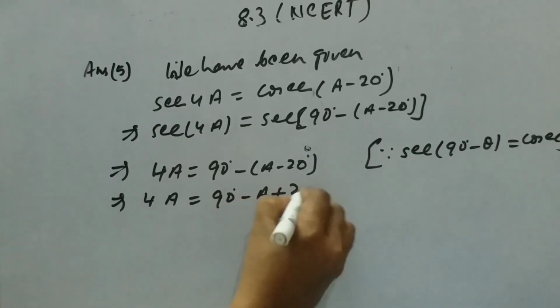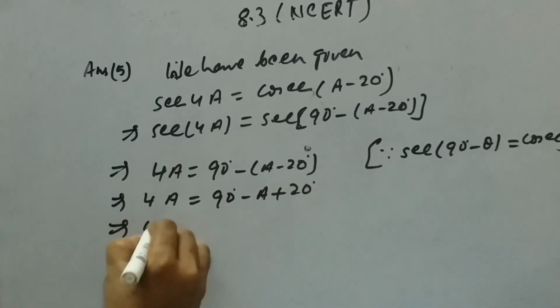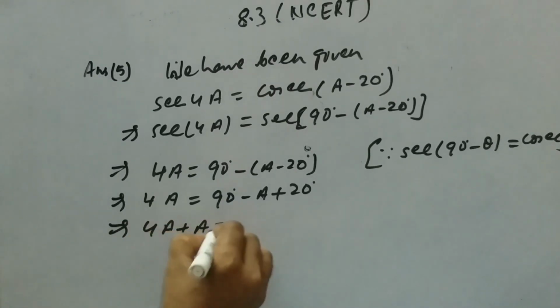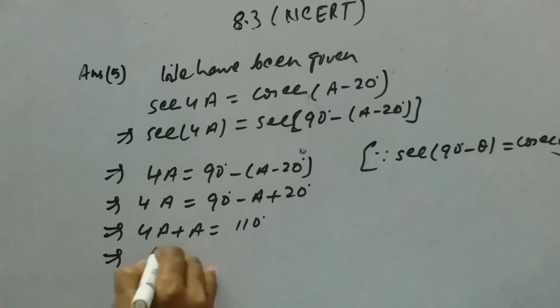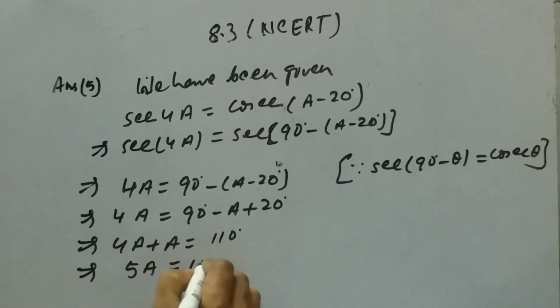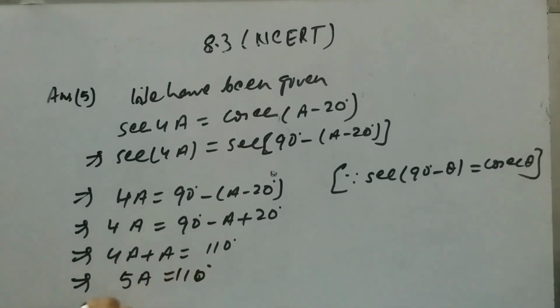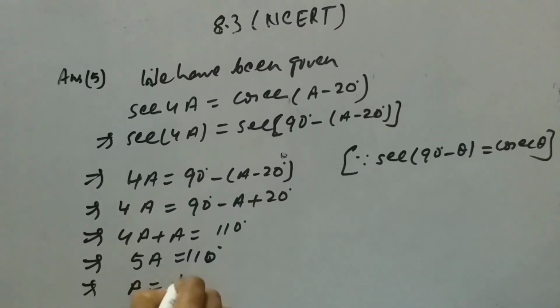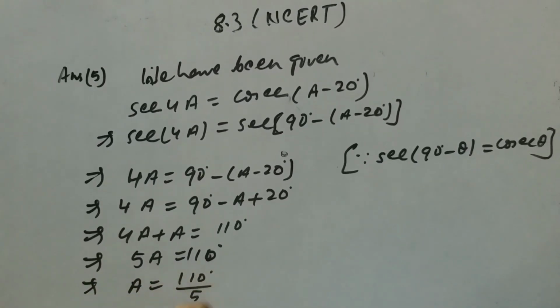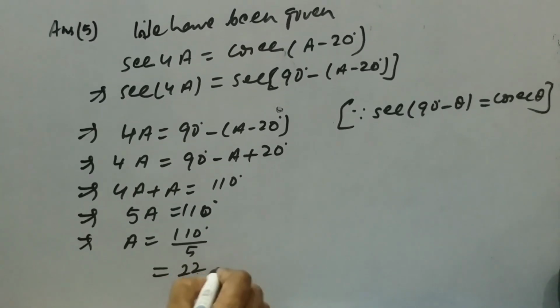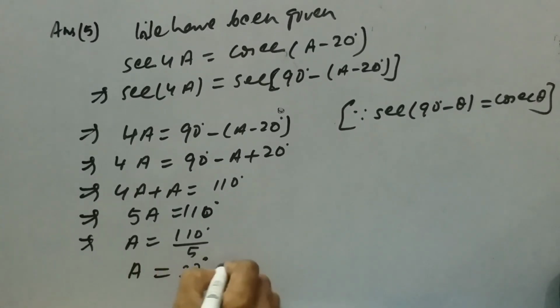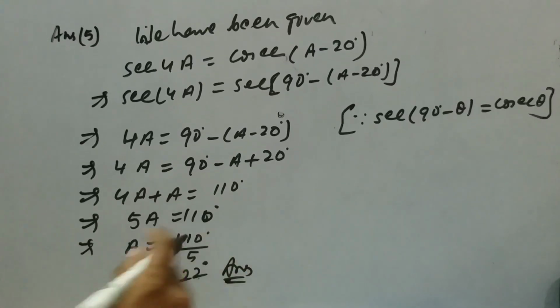4A is equal to 90 degree minus A plus 20 degree, so 4A plus A is equal to 110 degree, and this is 5A is equal to 110 degree. This implies that A is equal to 110 degree divided by 5. 5 twos are 10, so A is equal to 22 degree, which is the final answer. Okay.